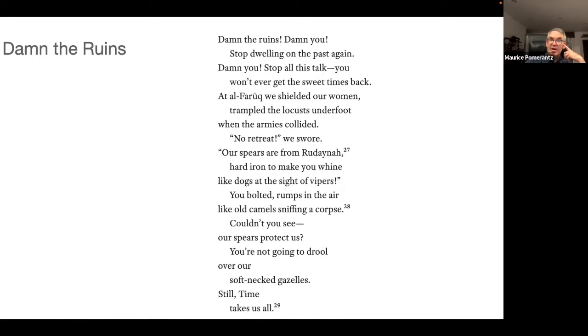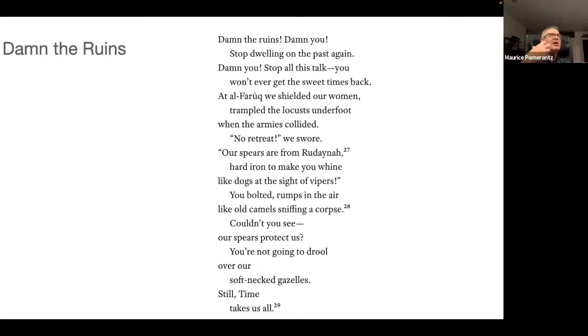In fact, the reality of man and woman is at Farouk, we shielded our women, we protected our honor, and we trampled the locusts underfoot when the armies collided. Basically, he's referring to the enemies as locusts. No retreat, we swore. Our spears are tougher than yours. They're hard iron to make you whine like dogs at the sight of vipers. You will be like animals, like children. You are worse. You are like dogs. You bolted, you know, rumps in the air. You fled like cowards, like old camels sniffing a corpse. Couldn't you see our spears protect us? You're not going to drool over our women.